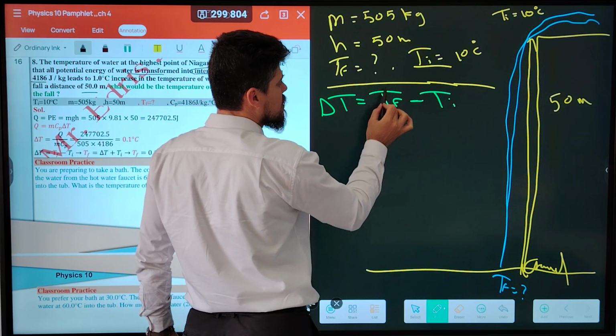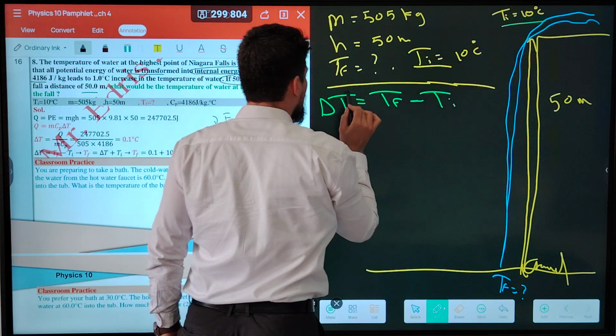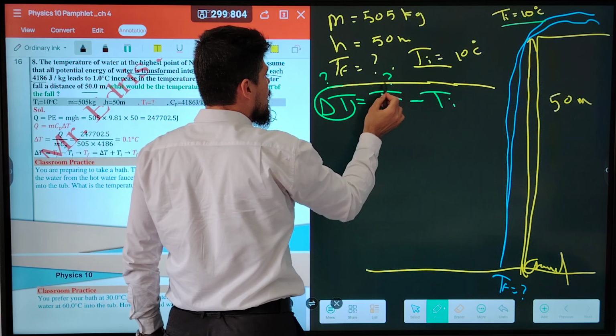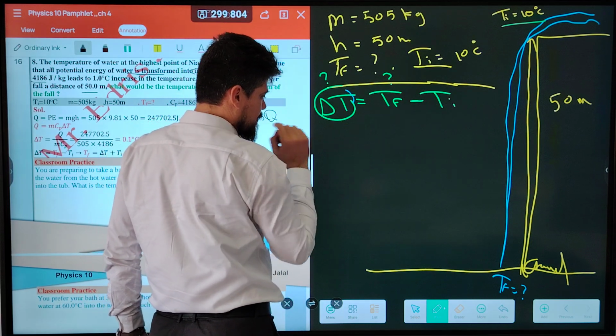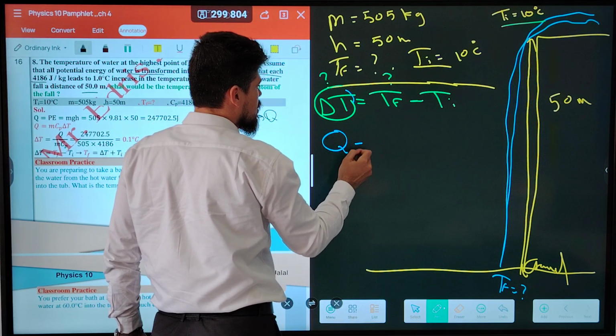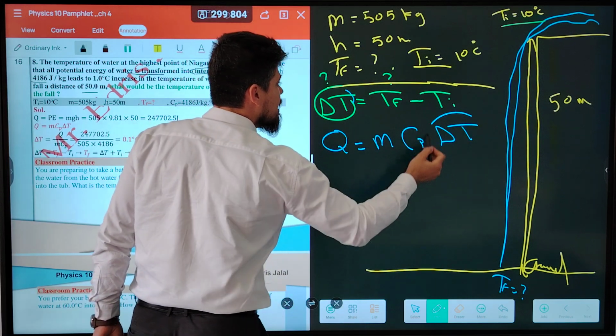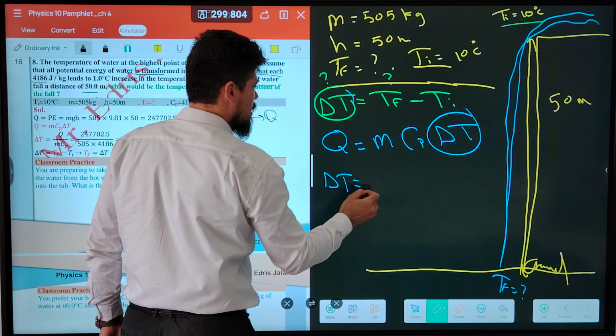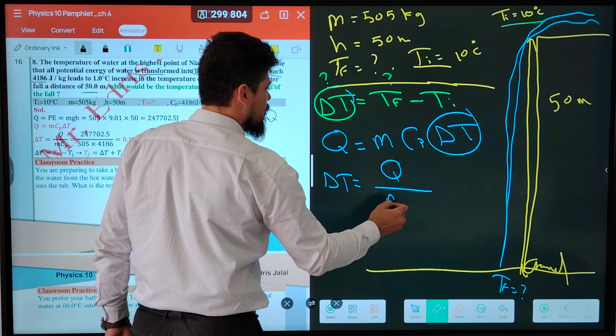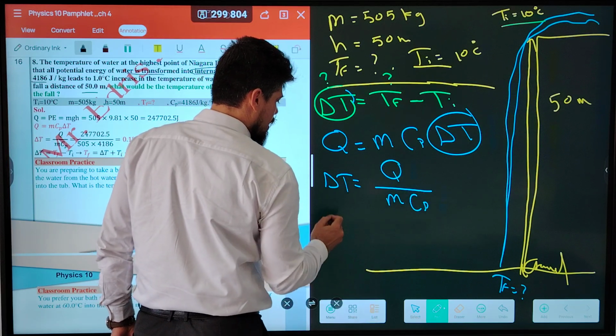Do we have T final? No, it's unknown. Do we have T initial? Yes. Do we have delta T? No. So can we find delta T? Yes. How? By using this relation. Q is equal to mCp delta T. Delta T is equal to what? Is equal to Q over mCp of water.